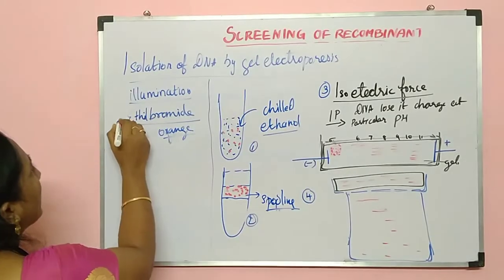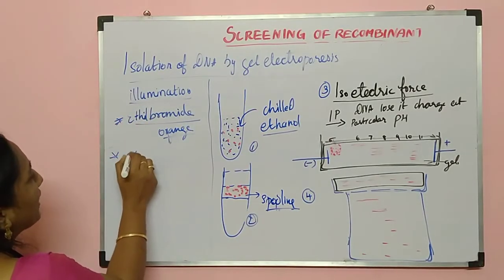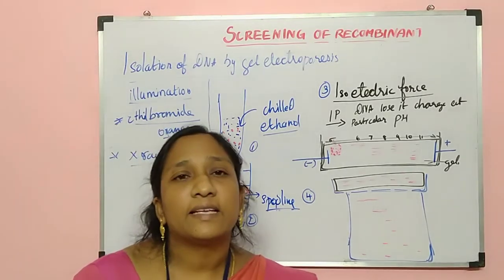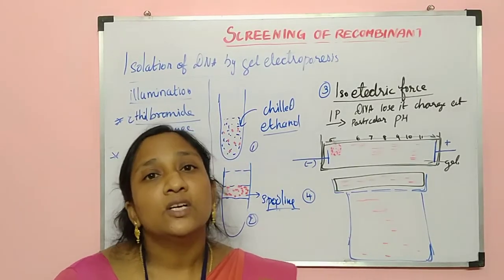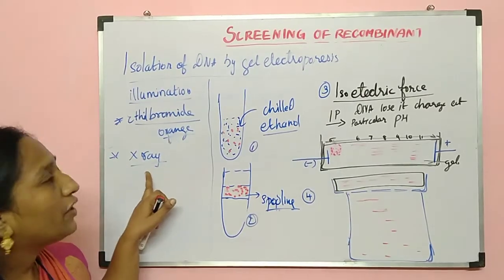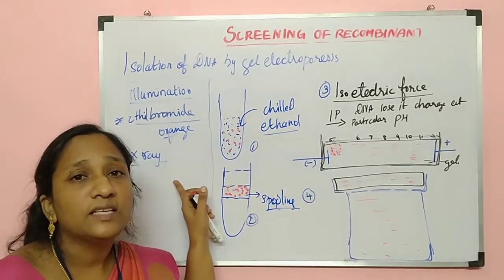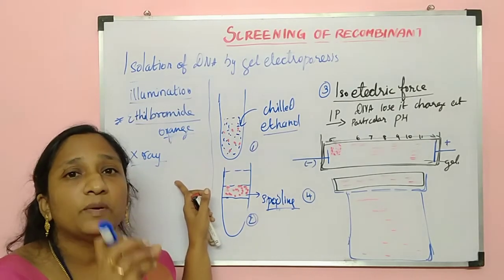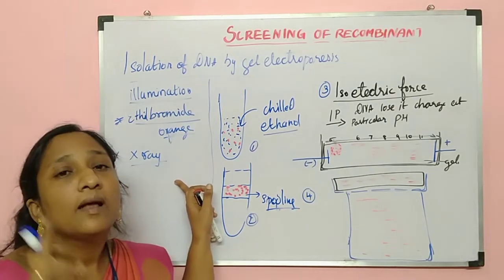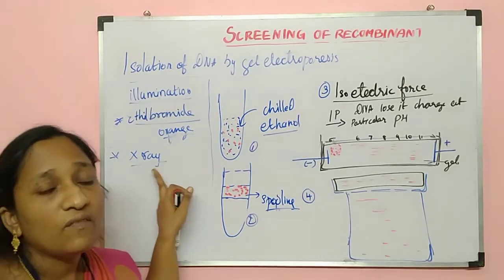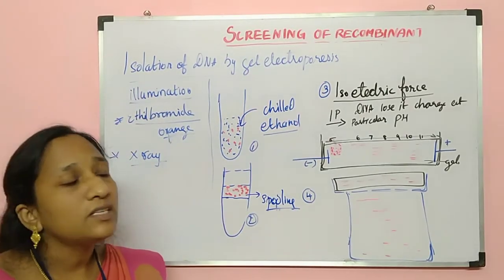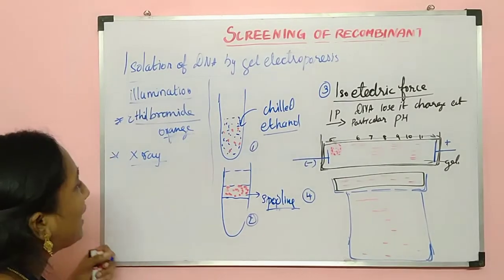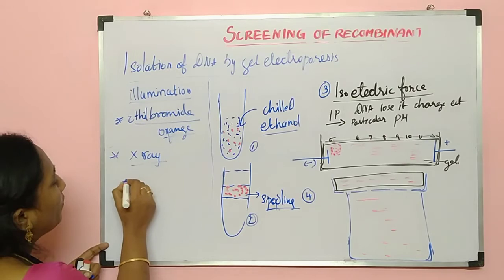And one more method is there, that is using the X-ray. If you are using the X-ray, it is called DNA hybridization. If you take the X-ray, the X-ray film will show the DNA where it is located. But before taking the X-ray, we have to do one more treatment. We have to add the DNA probe to the glass plate.